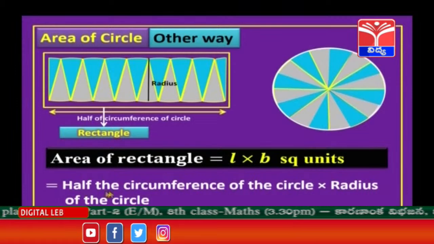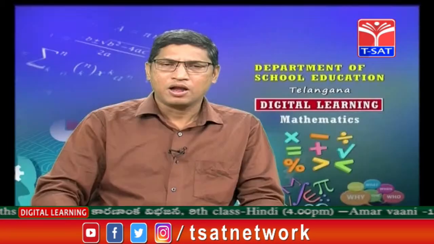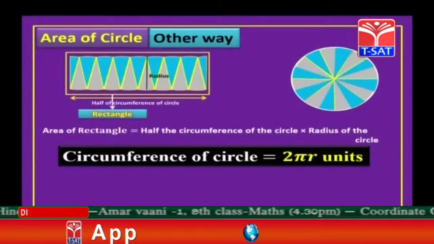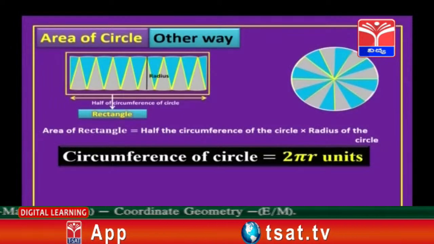So we have written it as half the circumference of the circle into radius of the circle. Now let us substitute the value or the formula of circumference of circle. It is given by 2 pi r units.